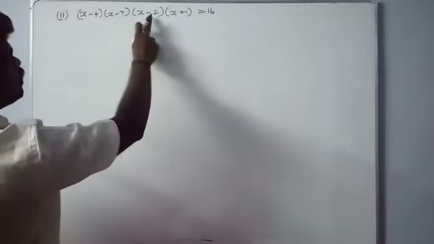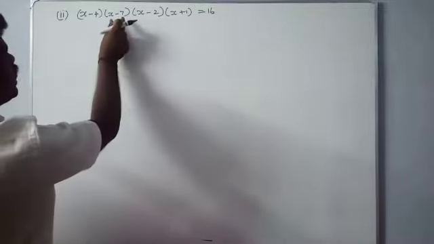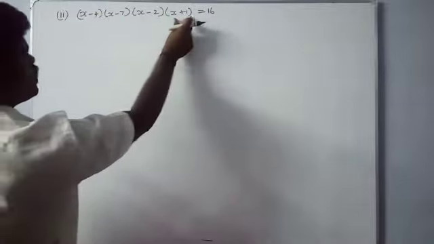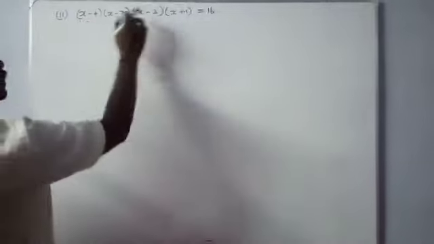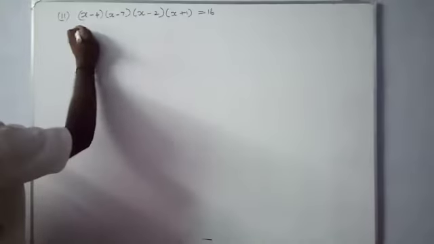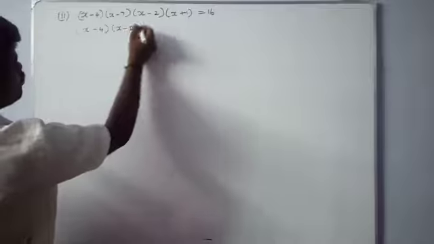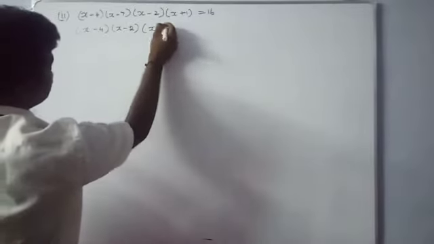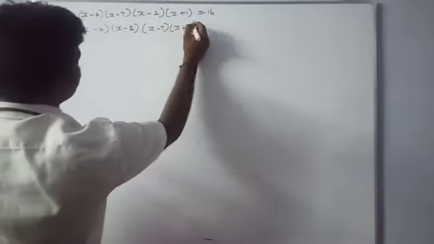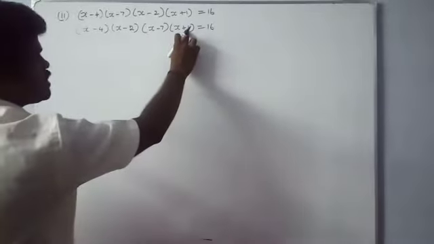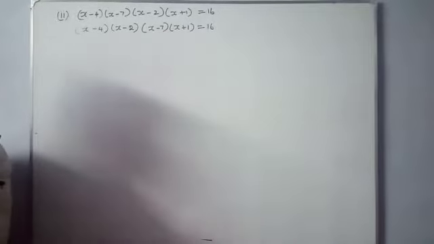And here −4 and −2 means −6. And this term and that term, −7 plus 1 is −6. So these two terms we can write adjacent. (x − 4)(x − 2)(x − 7)(x + 1) = 16, because −4 − 2 is −6 and −7 + 1 is −6. So both factors are equal.